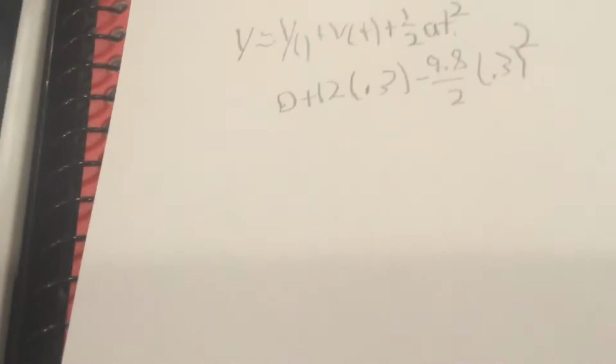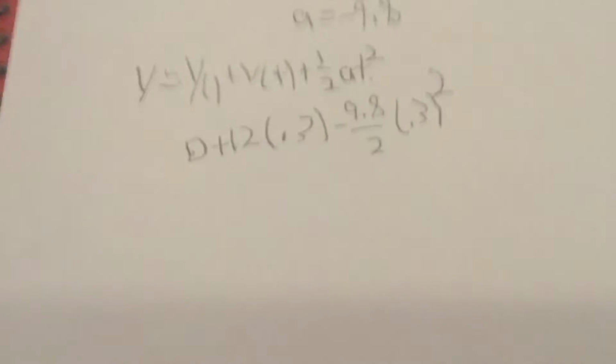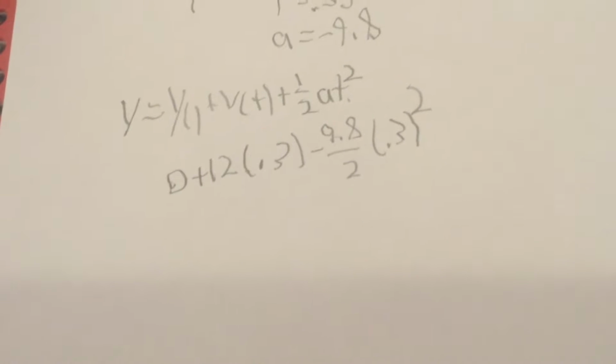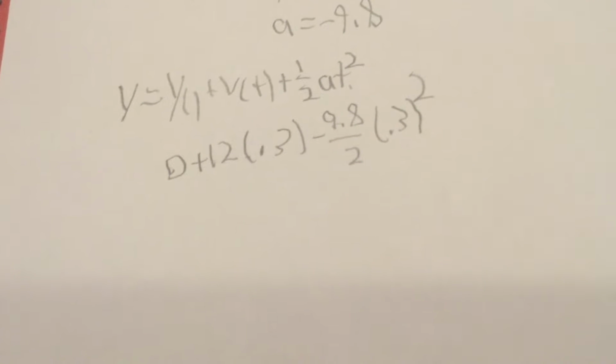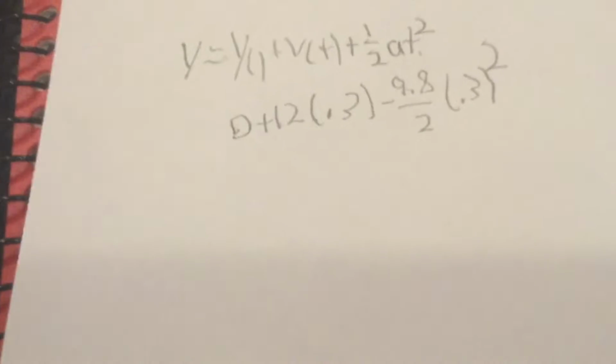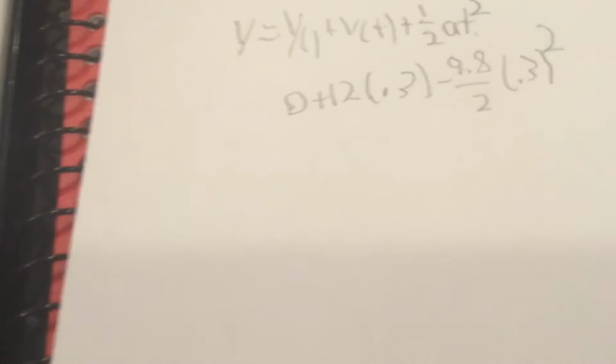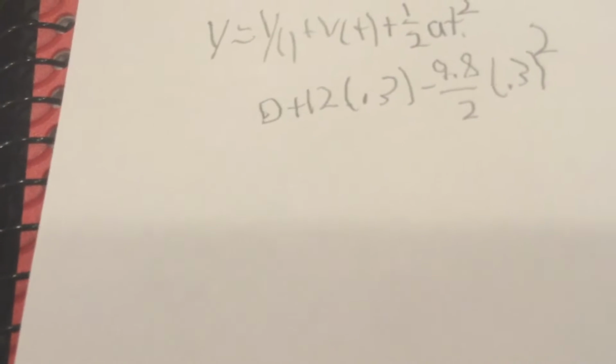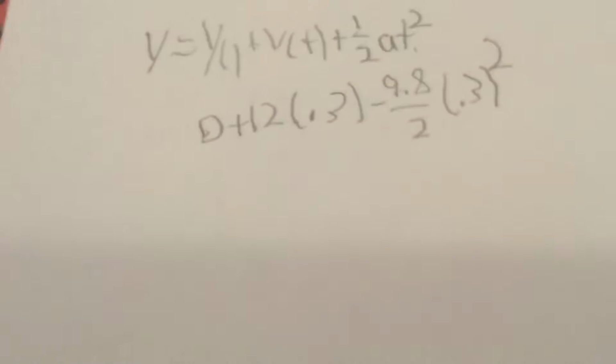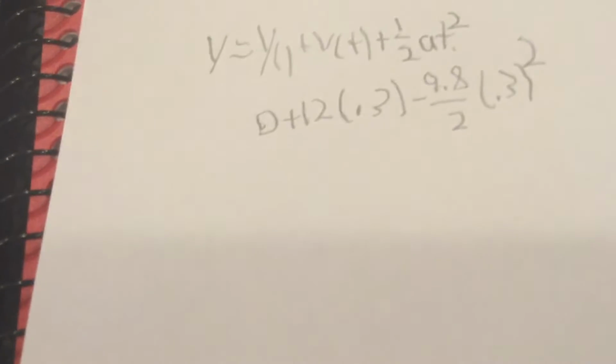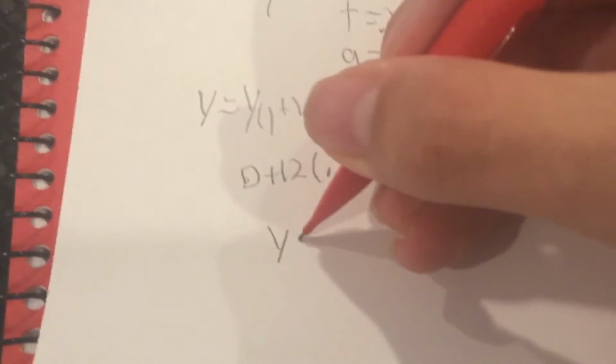12 times 0.3 minus 9.8 over 2 times 0.3 squared. That's 3.15. Okay, so now we'll move on to part B.